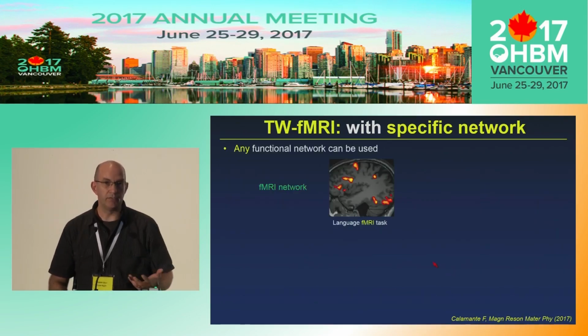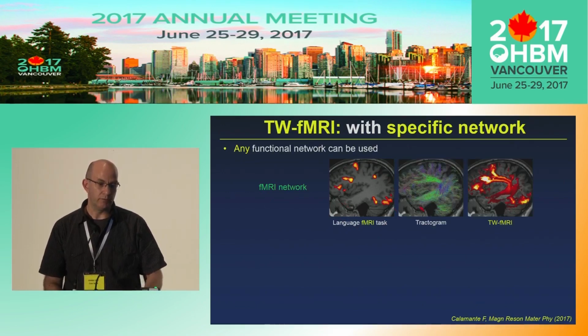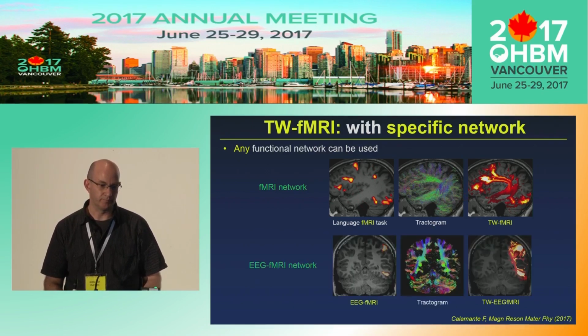I showed that in functional connectivity, but it obviously can be done with any network. You just have to define a network. So for example, this is using a language paradigm, and you get your language fMRI network. You mix it with your structural connectivity, with your tractogram, to generate, again, here you can see the arcuate fasciculus connecting Broca's and Wernicke's area. And again, the structural connectivity is given by that one, and the intensity is given by that one. It's propagating information of that one through the networks of the structural connectivity.